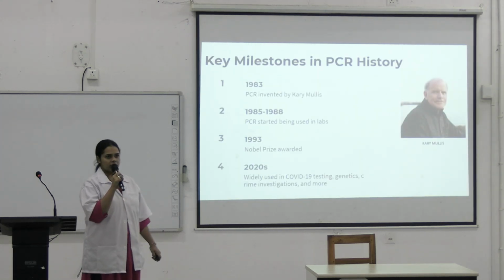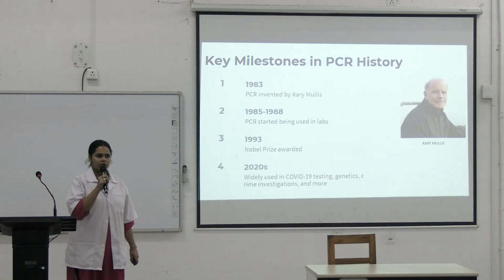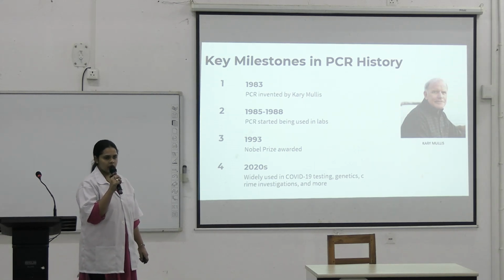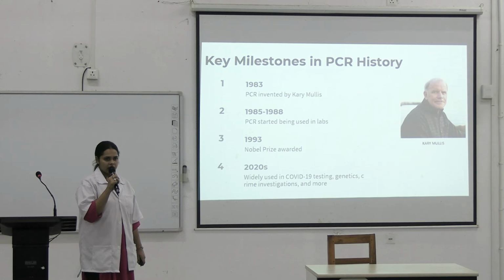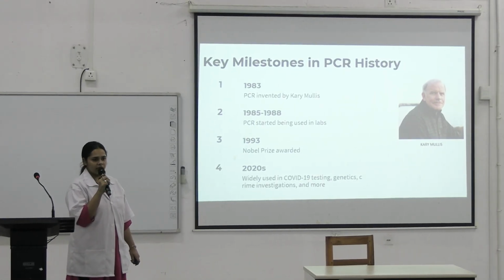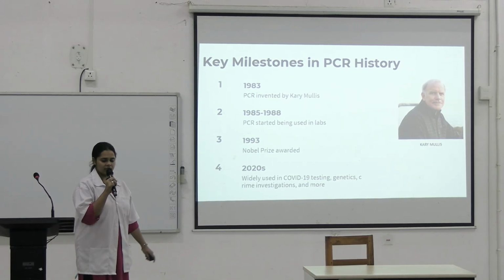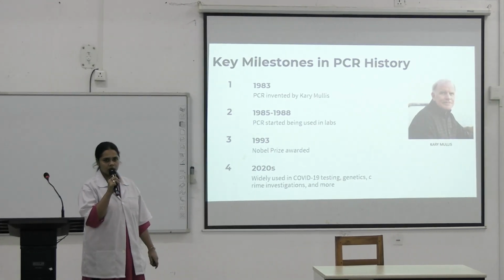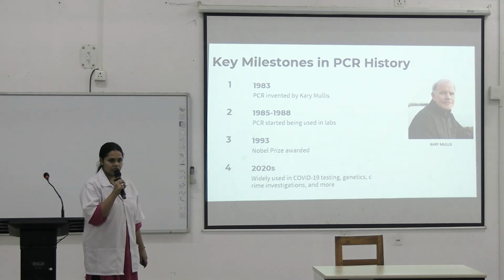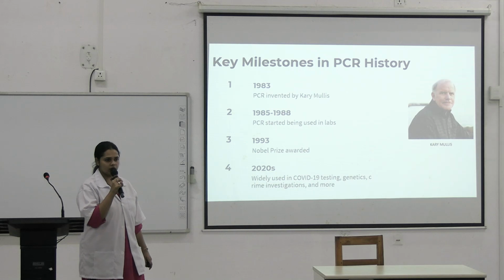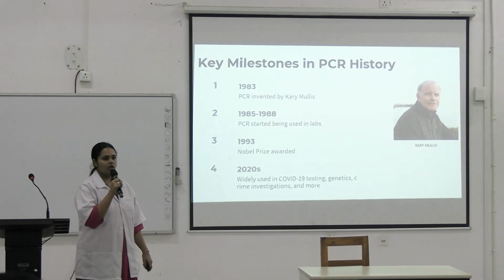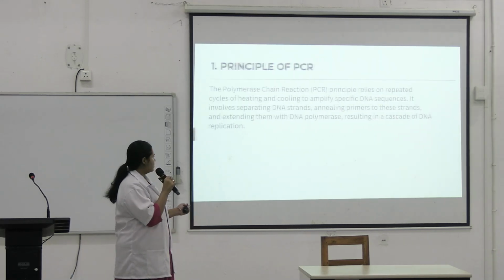Next, we move on to the key milestones in PCR history. In the year 1983, PCR was invented by Gary Mullis. From 1985 to 1988, PCR started being used in the labs. In 1993, Gary Mullis was awarded the Nobel Prize for the invention of PCR, and in the recent 2020s, PCR was widely used in COVID-19 testing, in genetics, in crime investigations, and many more. So let's move on to the principle of PCR.